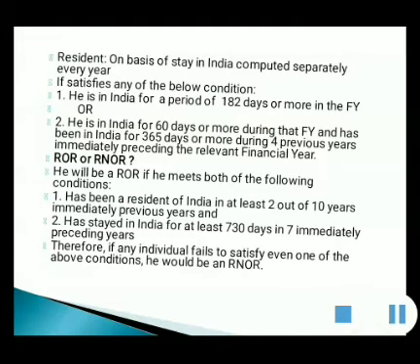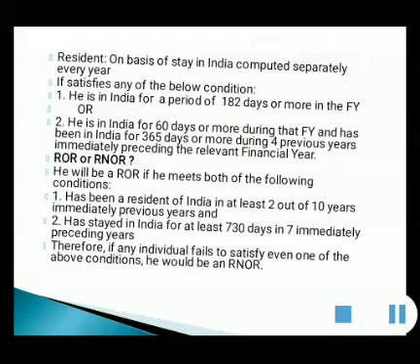Who is a resident? On the basis of stay in India, computed separately every year, if he satisfies any of the following conditions. The first condition is that he is in India for a period of 182 days or more in the financial year. So who is a resident? One who satisfies any of these basic conditions.